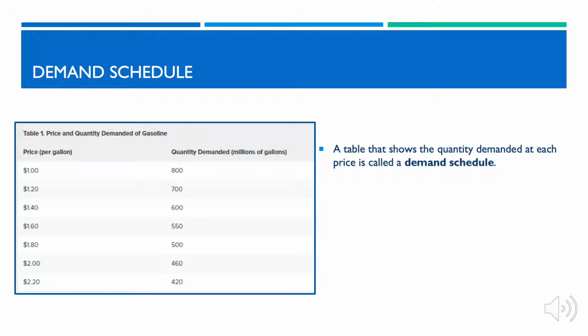Now, this table shows the quantity demanded at each price. This is called a demand schedule, as you can tell in this chart. Let's look at an example: the price of gasoline. In this table, price is measured in dollars per gallon of gasoline. The quantity demanded is measured in millions of gallons over some time period and over some geographic area.